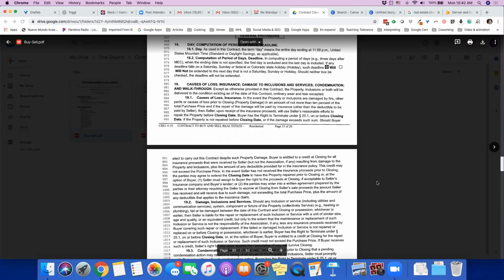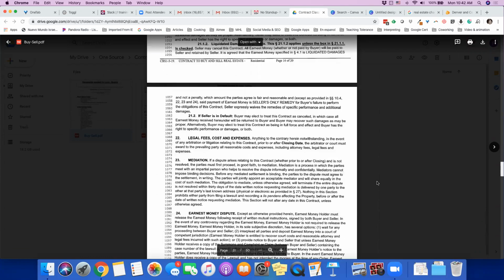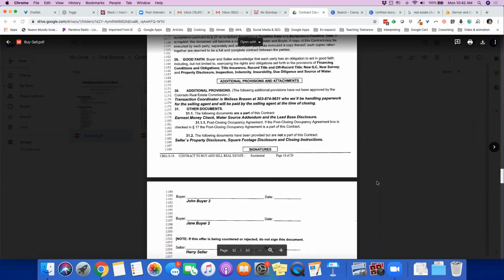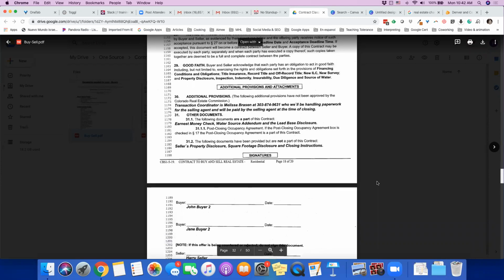Okay, 31.1. Please, you guys are famous for not filling out 31.1 and 2. Put down earnest money, source of water, lead-based paint, if it applies. Also put in here right now, COVID-19 addendum. It has to be part of this contract, and I would send it over when I put an offer in. Do that, so we're all set.